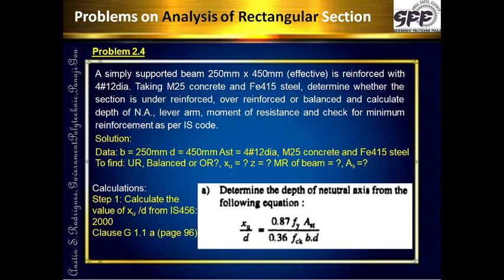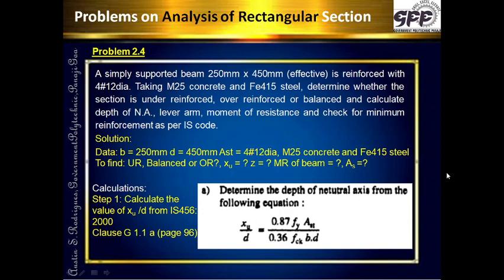And going ahead with the series of problems which we have started, now we will have a look at another academic type of problem which normally appears in the exams. The problem goes this way. A simply supported beam 250 mm wide by effective depth 450 mm. It is reinforced with 4 bars of 12 mm diameter. M25 grade concrete is given and Fe415 steel is given.